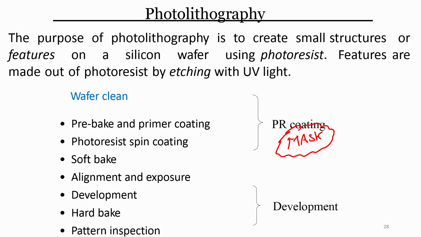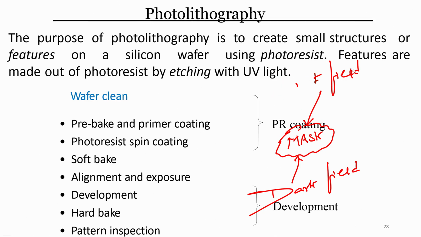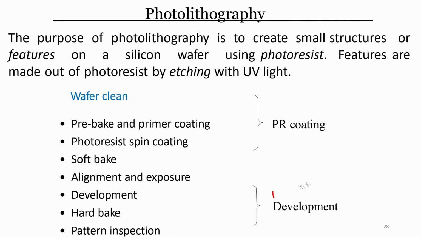And when we talk about mask, mask are two types, bright field and dark field. Bright field and dark field mask, right. So, this is about your alignment and exposure. After that you have to develop the wafer. Developing wafer can be done with the help of photoresist developer.